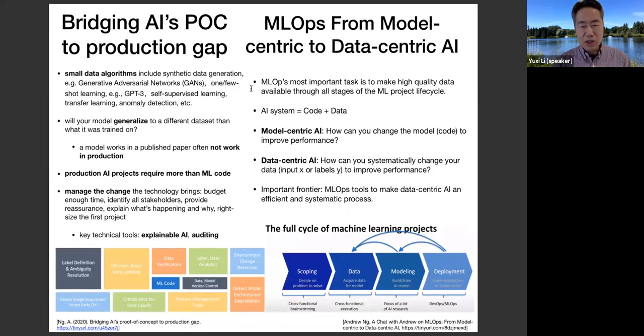Andrew Ng is a very good researcher and a good businessman. He is good at many things, and he gave two talks recently. One was about bridging AI's proof of concept to production gap. Another was about MLOps from model-centric to data-centric. I think one message from him is that the machine learning algorithm is just a small part of the machine learning system. You can see from the left figure that this machine learning code is just a tiny part of the whole system. So we need to think about many components of this system.